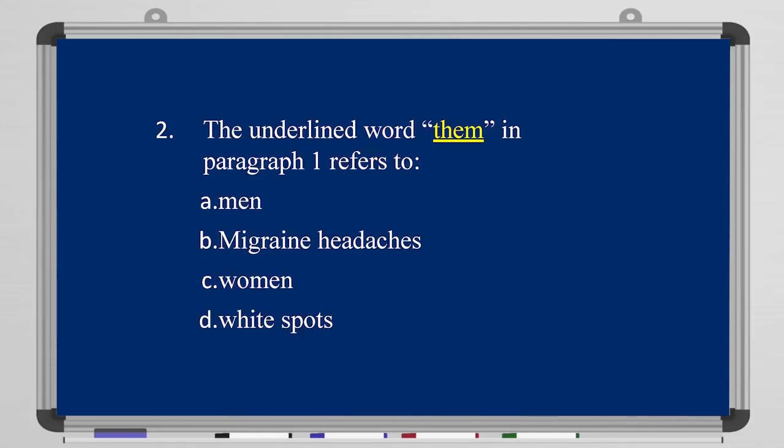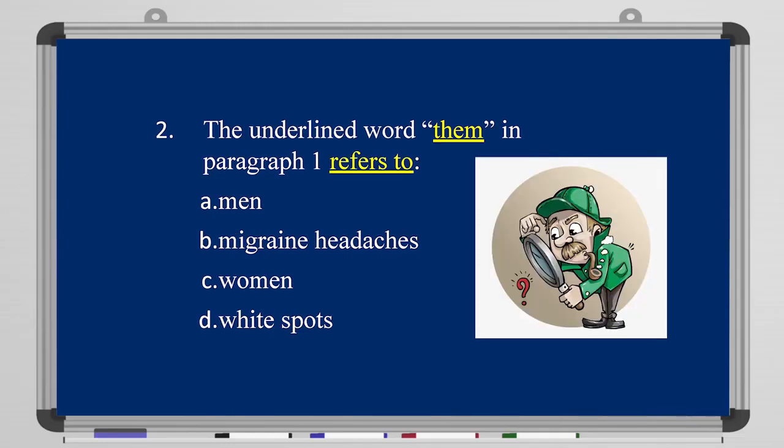Let's look at number 2. The underlined word "them", I told you to pay attention to that. The word "them" in paragraph 1 refers to... Who does it go back to? Does it go back to the men? Does it go back to migraine headaches? Does it go back to women or white spots? If you go back to the reading passage, you will find that it is actually referring to migraine headaches.